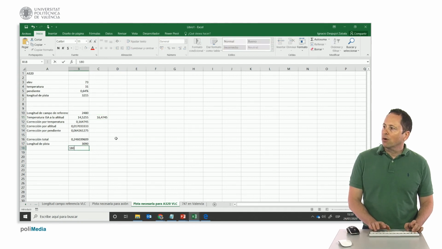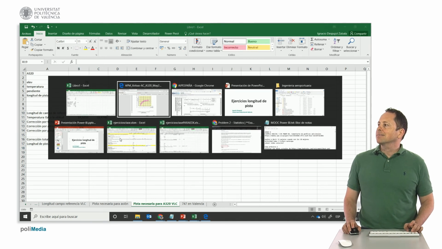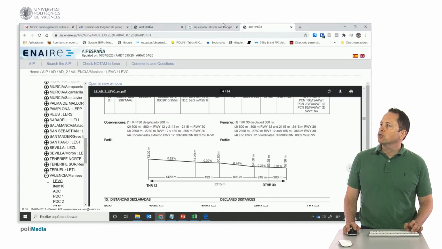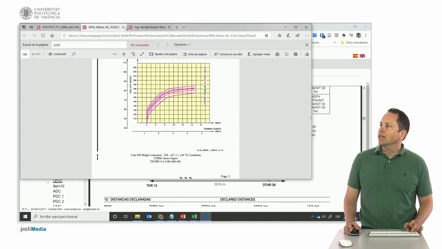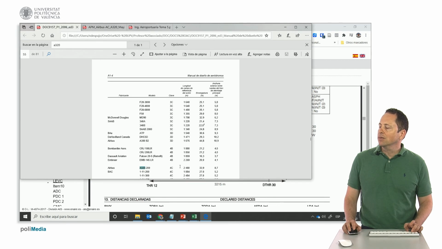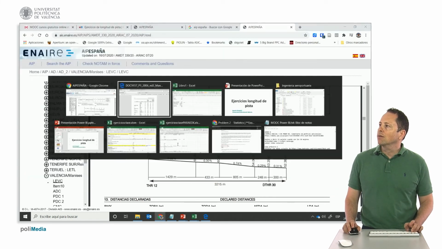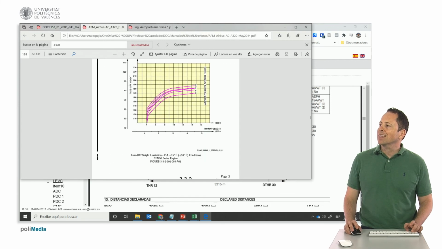Why? Probably because these tables were made a long time ago, and then the aircraft now has quite more power. In addition, the others are standard corrections. With what we have worked now, are the accurate data of this category of aircraft.